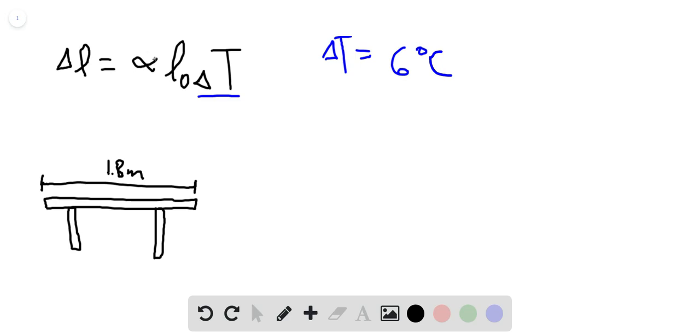In this equation, we have alpha, which is the coefficient of thermal expansion and is different for different materials. Super Invar has a very low alpha compared to other materials like steel. And then L0 is the length of the material that we are considering. In this problem, L0 is going to be equal to 1.8 meters, because that's the length of the table, which is shrinking and expanding depending on the temperature.